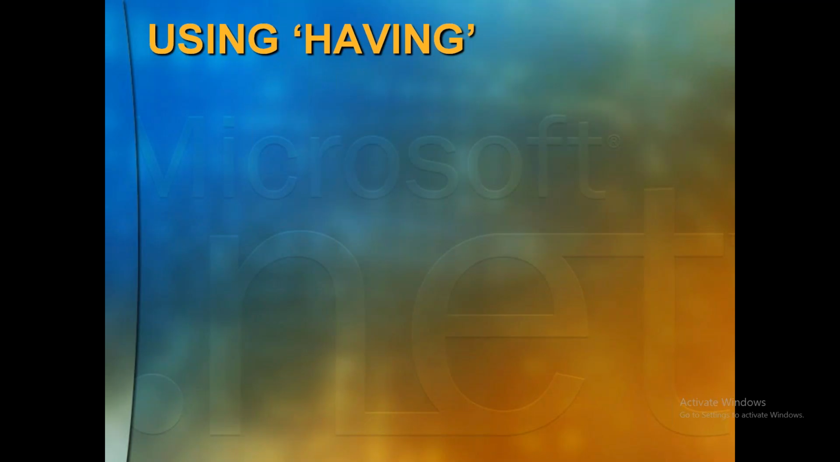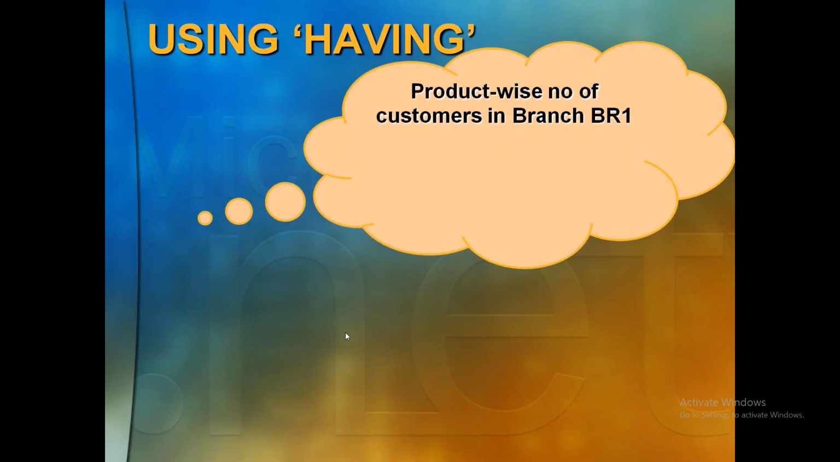Now, the next clause we're going to understand today is the having clause. Let me give you a query: product wise number of customers in branch BR1. Let me write this query. Product wise means group by clause. Customers in branch BR1.